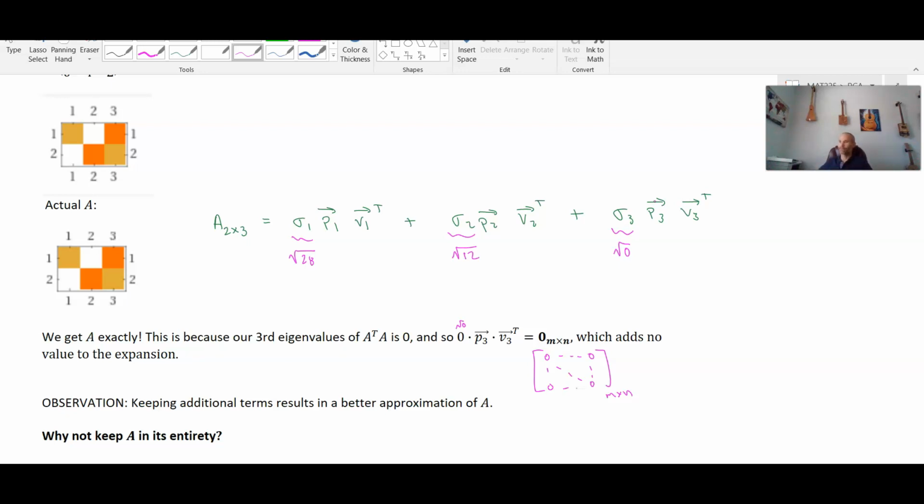So one thing that we should notice here is that the more terms we do keep, at least in this example, if we kept 1 term, we got kind of a blurry approximation. If we kept 2 terms, we got a much better approximation, in this case, an exact one. So keeping additional terms results in a better approximation of A. That's a key observation there.